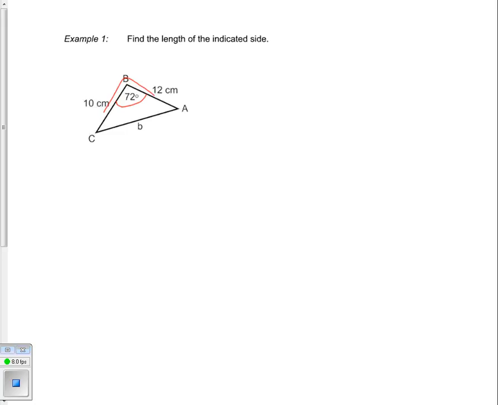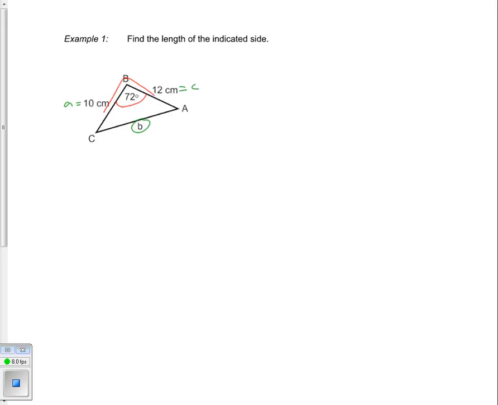So first thing we want to do is label the three sides. In this case, these 12 centimeters is C because it's across from angle C, and the 10 centimeters is our side A because it is across from angle A. So in this case, we're looking for side length B, and because we're looking for side length B, there's a very specific equation that we need to use.